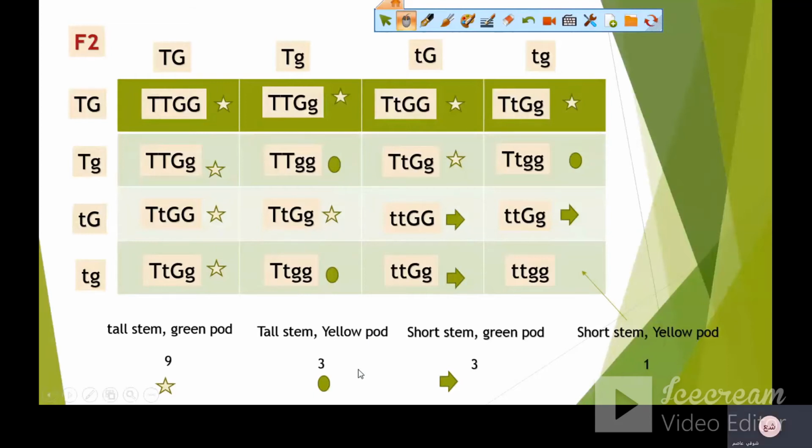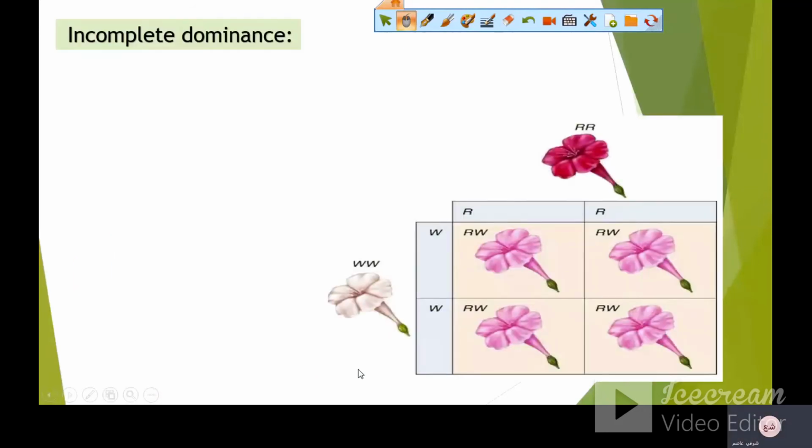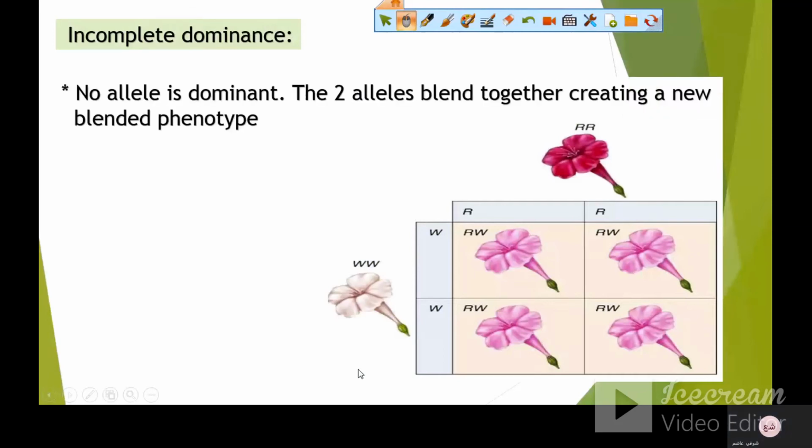Okay, now we finished the 3 laws of Mendel. Let's see some concepts. What is meant by incomplete dominance? Incomplete dominance means no allele is dominant. But what happens is the two alleles blend together, creating a new blended phenotype.